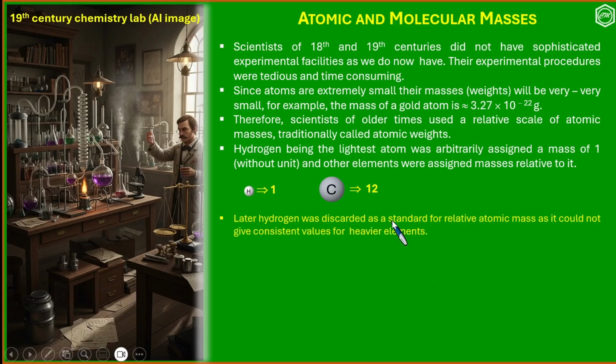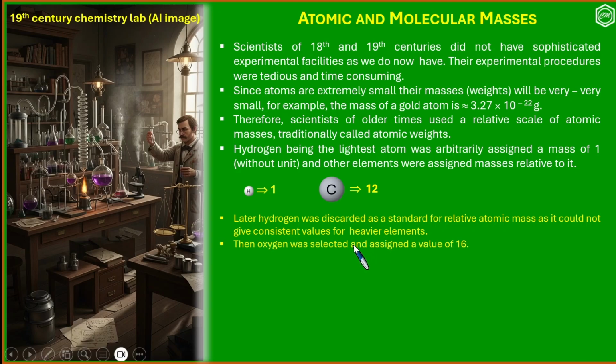Later, hydrogen was discarded as a standard for relative atomic mass as it could not give consistent values for heavier elements. This is because hydrogen has the lightest atom, so any measurement error in its mass will cause a large error in the calculation of relative mass of heavy atoms. Moreover, hydrogen gas is reactive and difficult to obtain in a pure, isotopically consistent form. Ordinary hydrogen, protium, is abundant but always contains traces of deuterium.